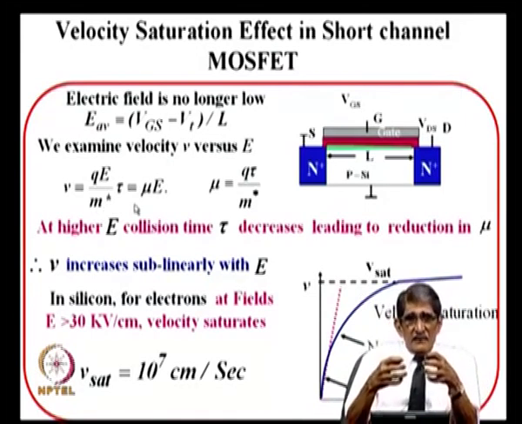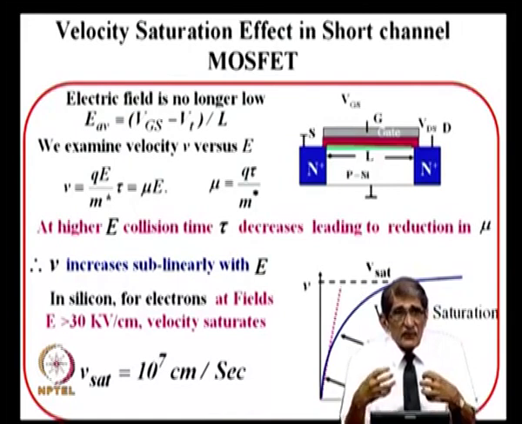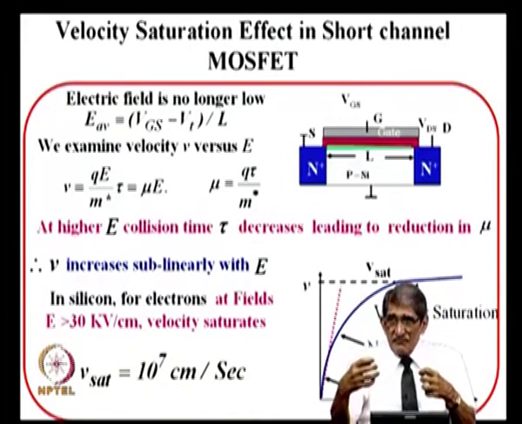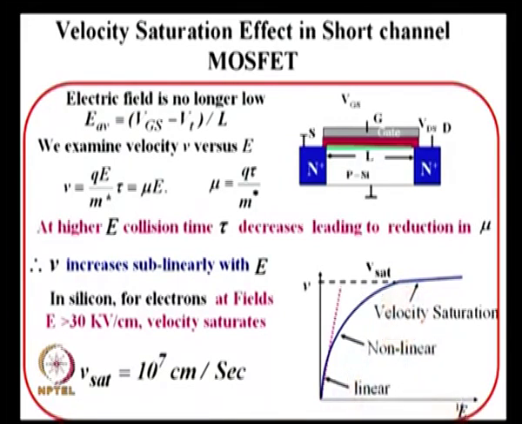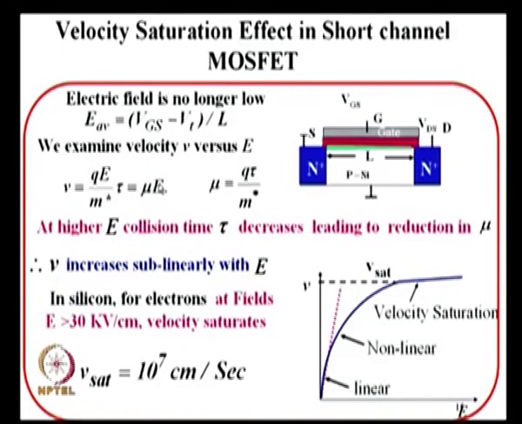Now, when the electric field goes up, acceleration goes up, so the time between collisions decreases. If the time between the collisions decreases, q tau by m decreases. When you write mu here, q tau by m is the mobility. So, the mobility which you assumed constant is no longer constant. It decreases as the electric field increases because tau falls.